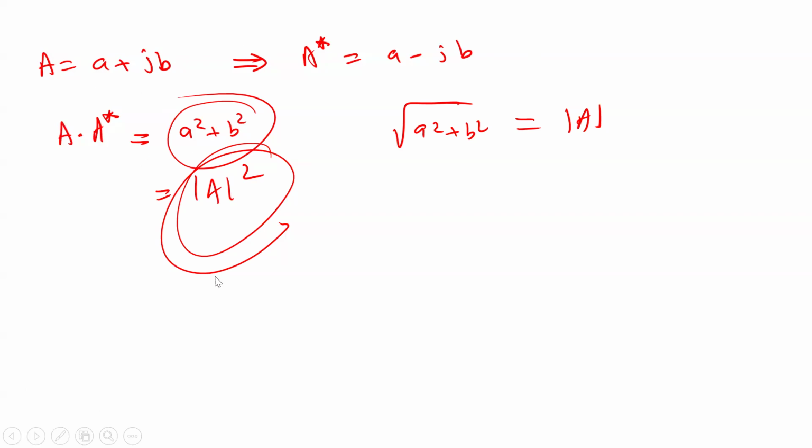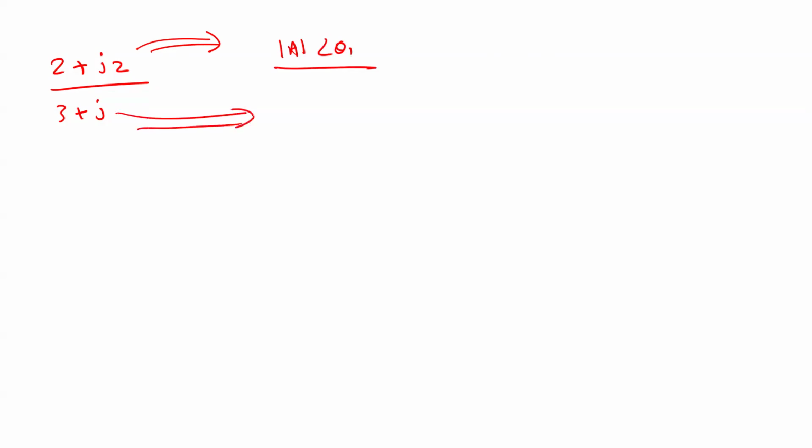How can we use something like that, at least for now, because we are going to use it next chapter? Say you have 2 plus j2 and 3 plus j, and I want to divide these two numbers. The easiest way is to convert the first to A angle theta 1, and the second to B angle theta 2. Then the result equals A divided by B with angle theta 1 minus theta 2. Yeah, this is the easy way to do it.